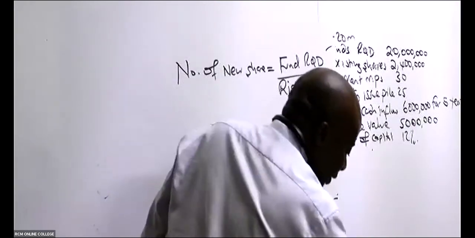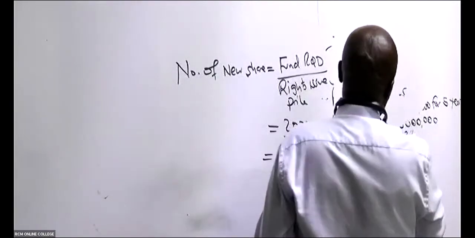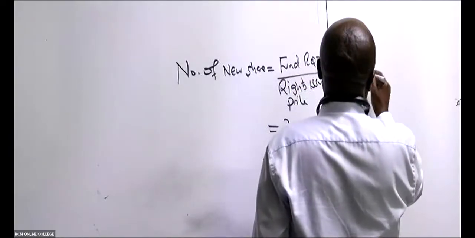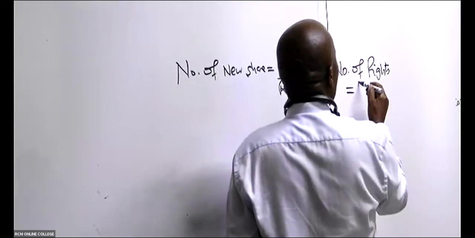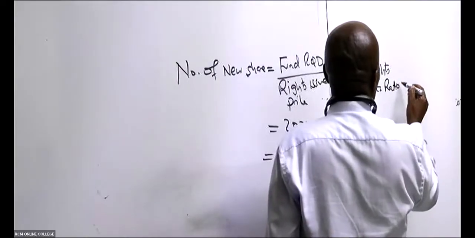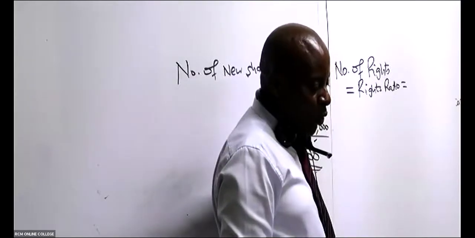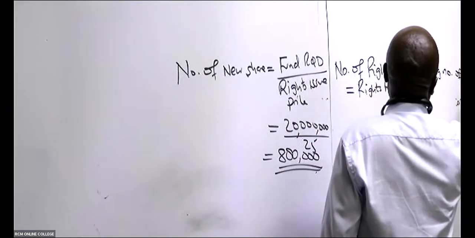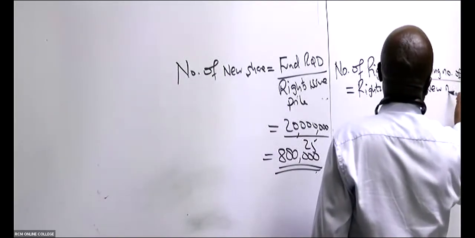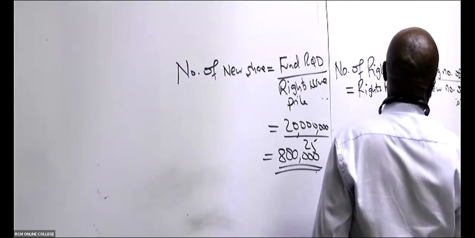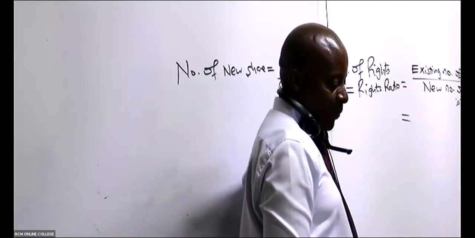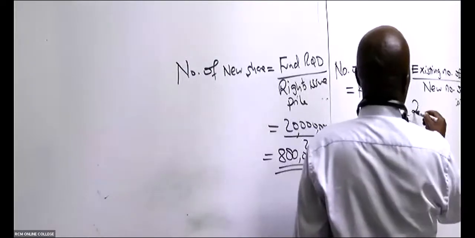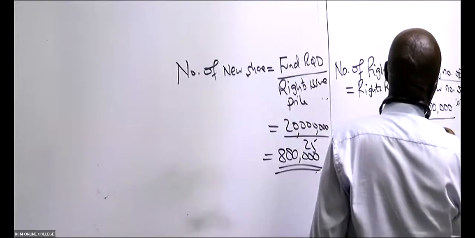How do we get the number of rights? Very easy. So this number of rights, we also call the rights ratio. To get the rights ratio, we normally take the existing number of shares over the new number of shares. So existing number of shares, how many are they? 2.4 million. Divided by the new number of shares that you've just gotten here.